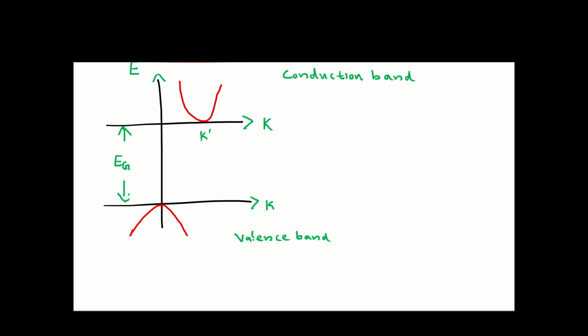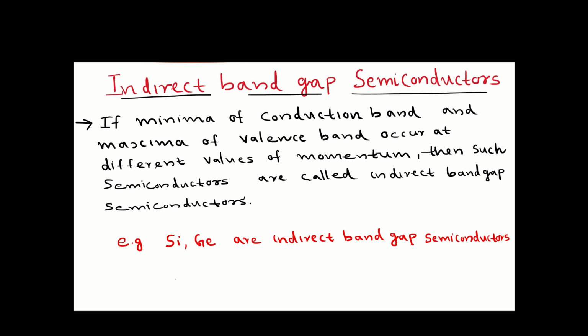Here the minima of the conduction band, that I am indicating with a blue color, and maxima of the valence band occur at different values of momentum. Here the minima of the conduction band has the momentum value k dash, the maxima of the valence band has the momentum value k equal to 0. So this type of semiconductors are called indirect band gap semiconductors. For example, silicon, germanium are indirect band gap semiconductors.